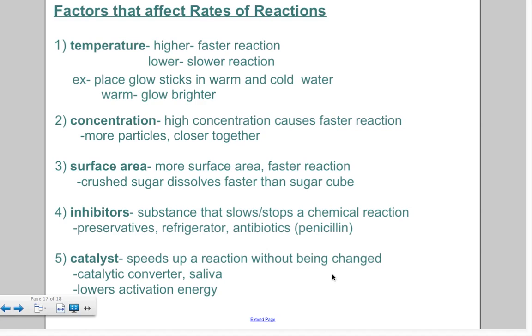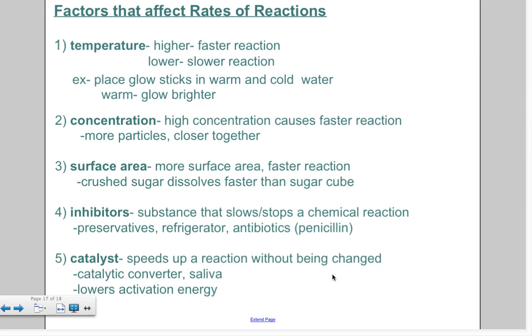An inhibitor is something that slows down or stops a reaction. Food preservatives would be a good example of an inhibitor, your refrigerator would be an inhibitor, and antibiotics like penicillin are inhibitors. In other words, they slow down the reaction.